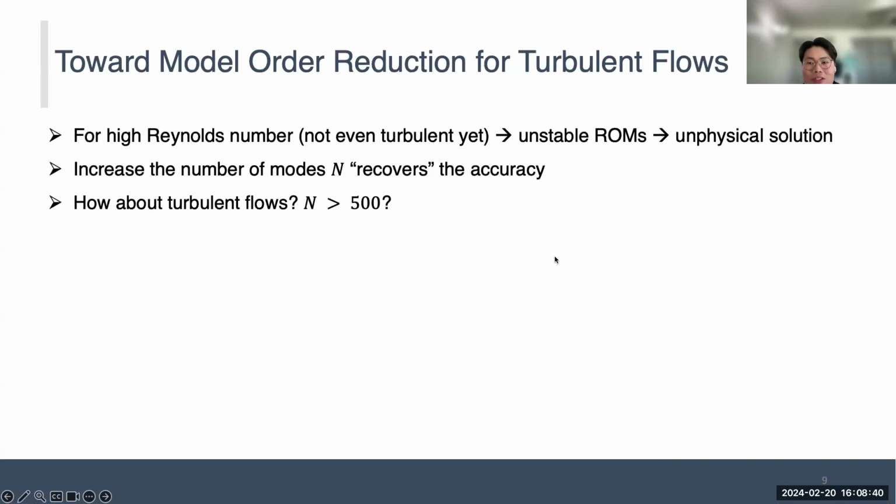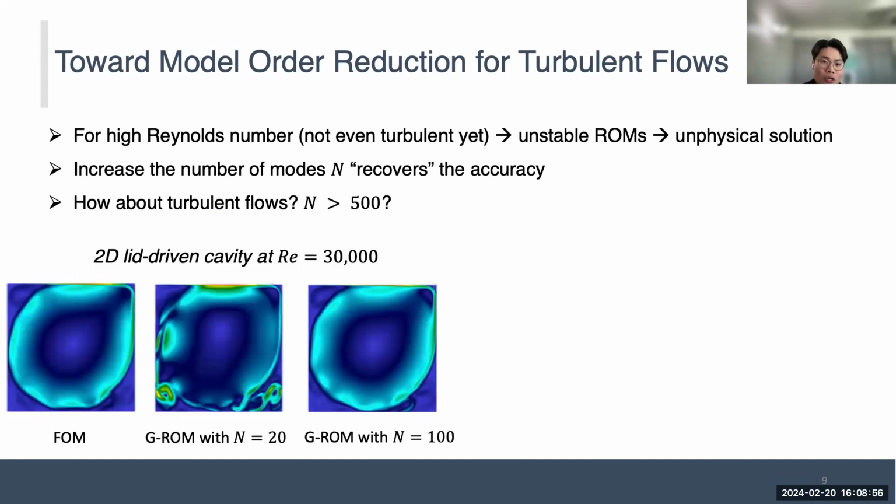However, things are not that simple, and most of you should probably know this. For higher Reynolds numbers, not even turbulent yet, the ROM can become unstable and produce unphysical solutions. If your code is working, increasing the number of modes should recover the accuracy. Here is a 2D lid-driven cavity at Reynolds number 30,000. You see that with GROM with 100 modes, we can pretty much reconstruct the forward model.